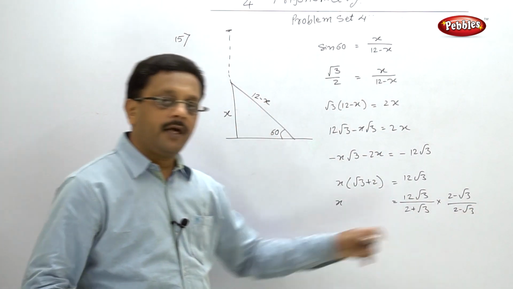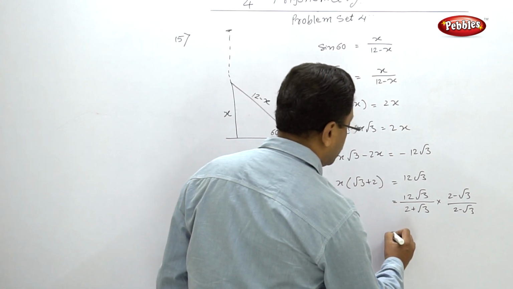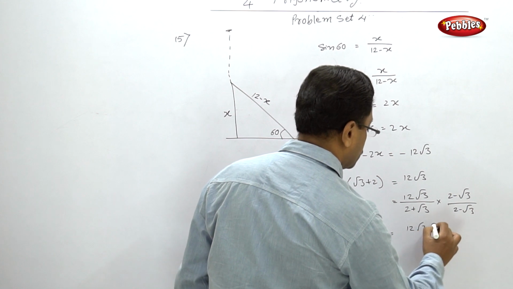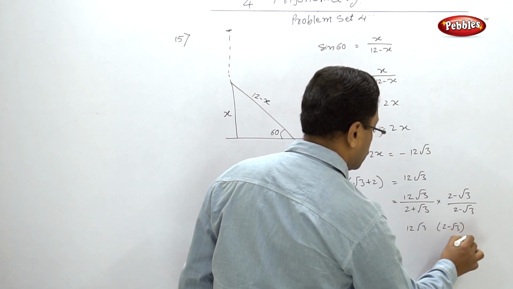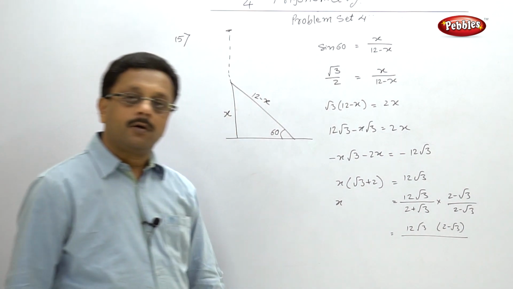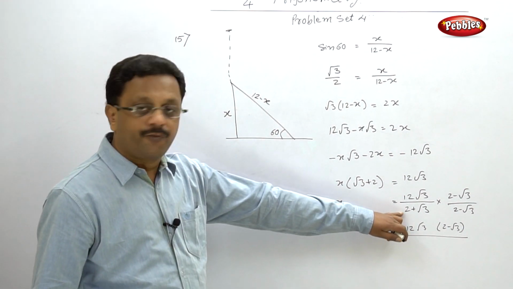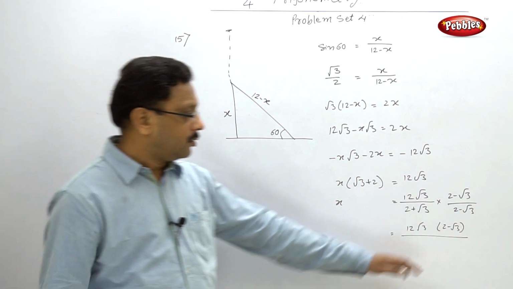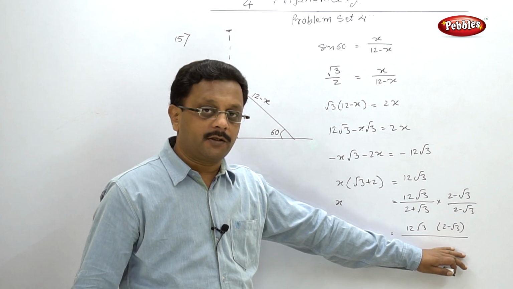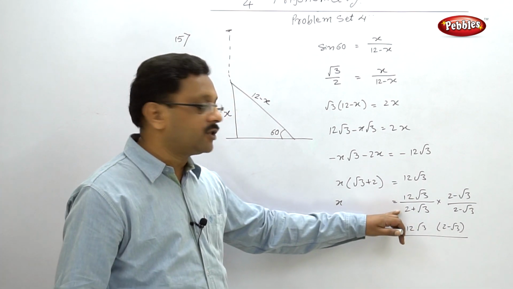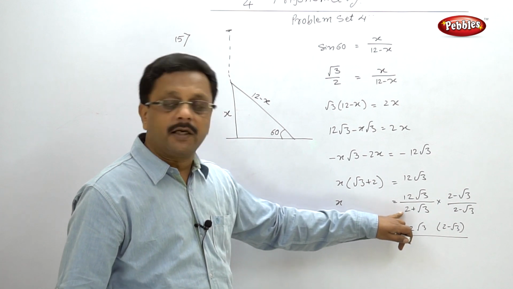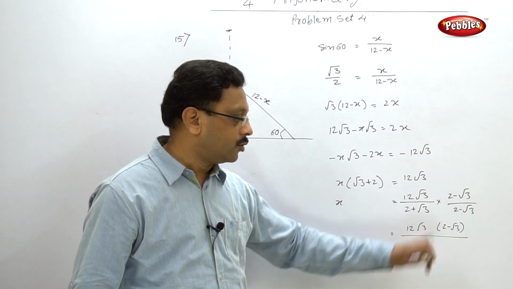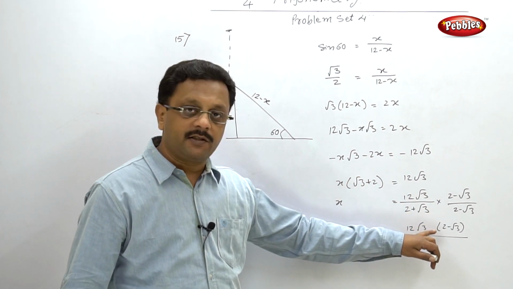Now this is nothing but a plus b, a minus b. So we have here 12 root 3, 2 minus root 3 upon 2, square of 2 is 4, 4 minus 3, that is 1. So now you don't have to worry about the denominator. This is nothing but a square minus b square. A square is 4, b square is 3, 4 minus 3 is 1, so you don't have to worry about it. Now you can solve it very easily.